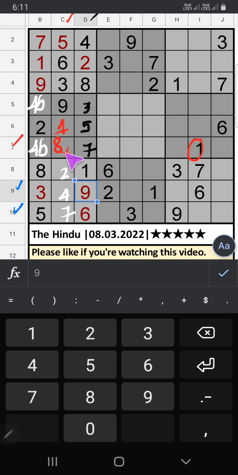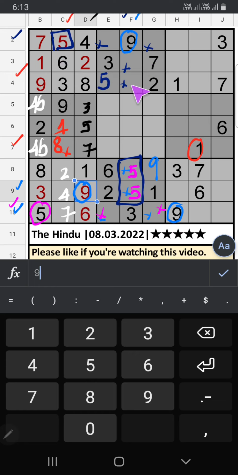9th row and 10th row and column F, we have 9. So 9 can't come in these cells. The 9 is confirmed here. 10th row, we have 5. So 5 can't come in these cells. 5 will come in any one of the cells. We will confirm later. Column F and second row, we have 5. So 5 can't come in these cells. Then 5 is confirmed here.